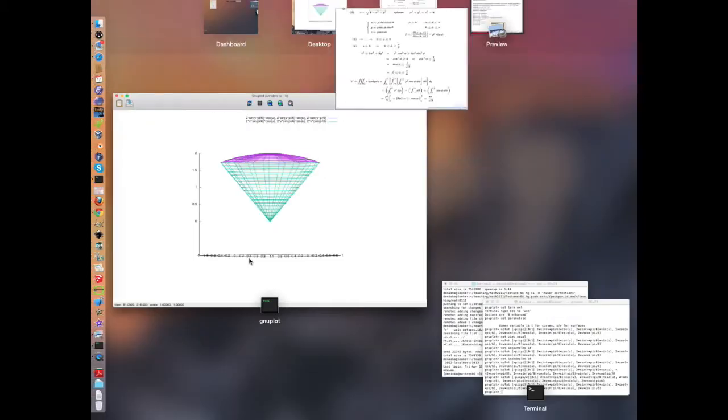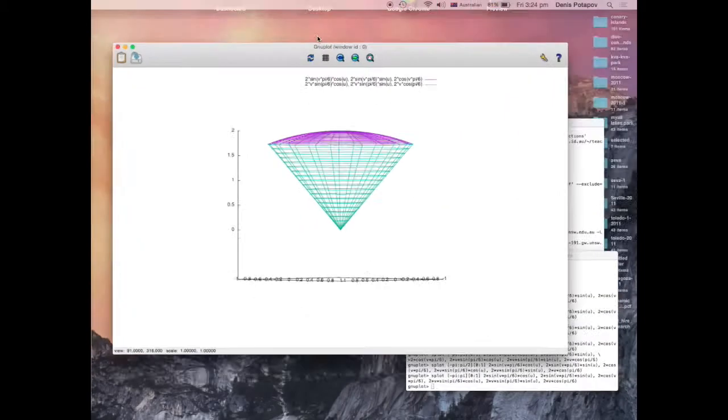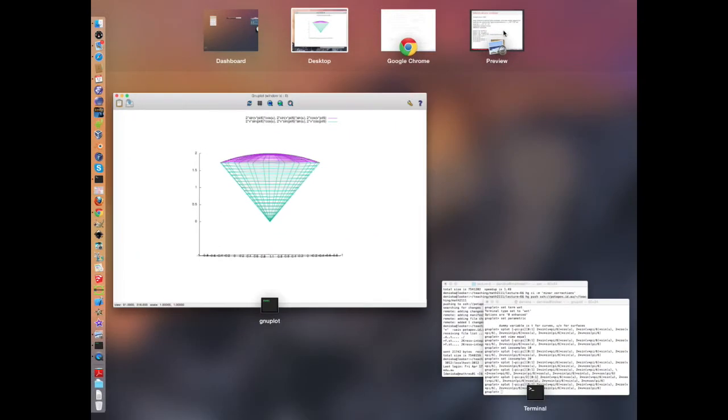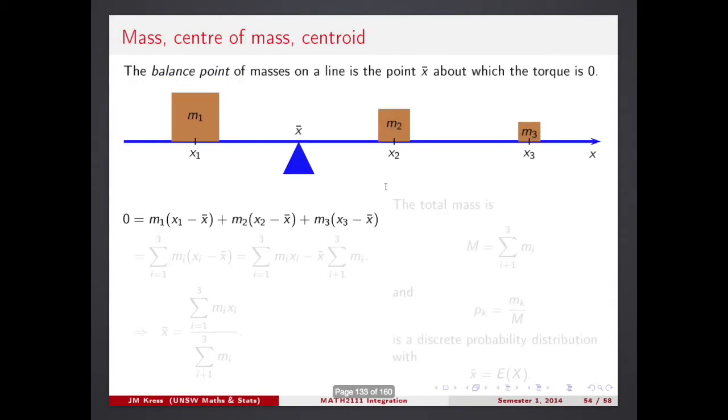Okay, so we're done with this. Let's just see what happens next. No, not this one. Well, the last few slides in this set discuss some other applications of integration, and they're all about this center of mass thing.